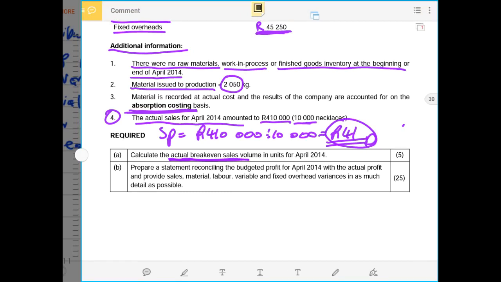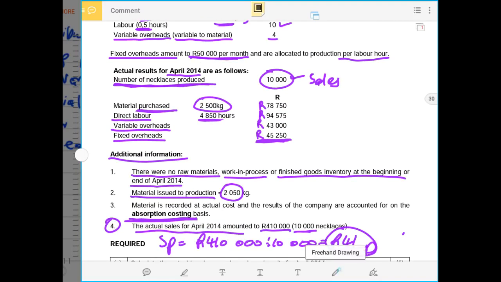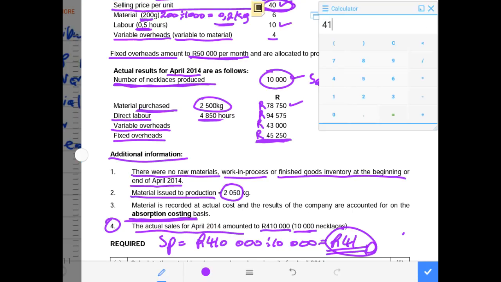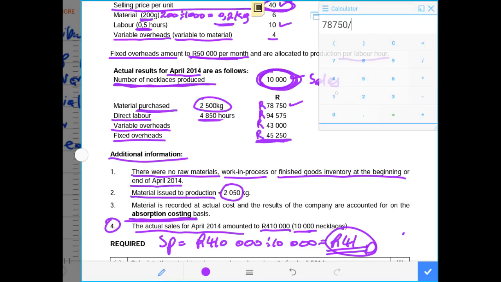So now we have to look for the actual information and check for material. Under material, we know that we had a total cost of material which was 78,750 rands. In doing this calculation, we need to divide the total cost of material by the purchases of material that we made, so that we get to know how much was the material cost per unit. So we say 78,750 divided by the units that were manufactured. We manufactured and sold 10,000 units, so we divide this by 10,000 units, and this gives us 7,878.